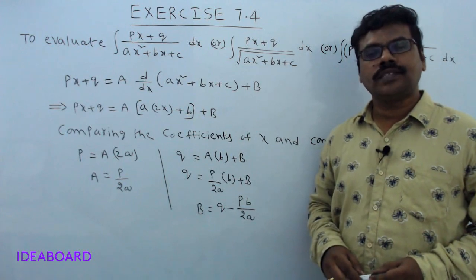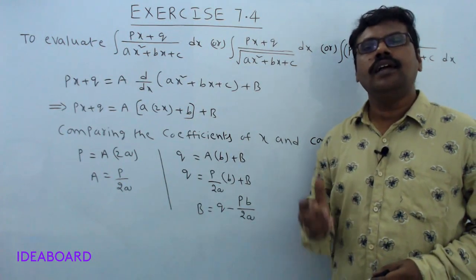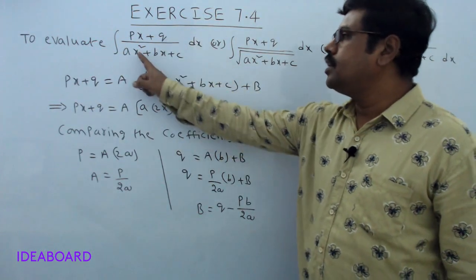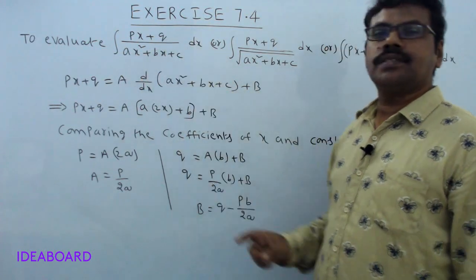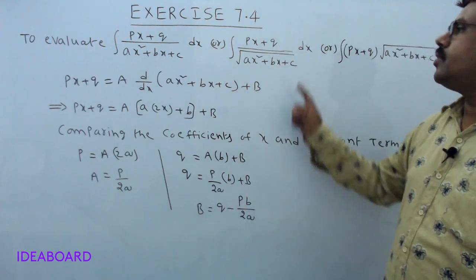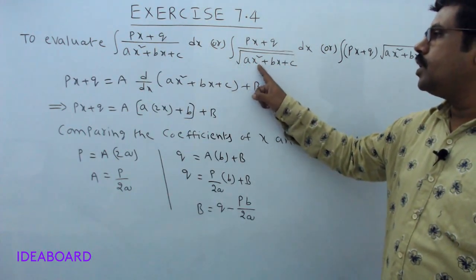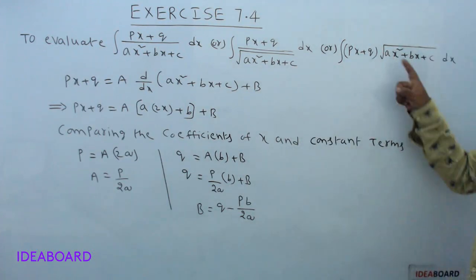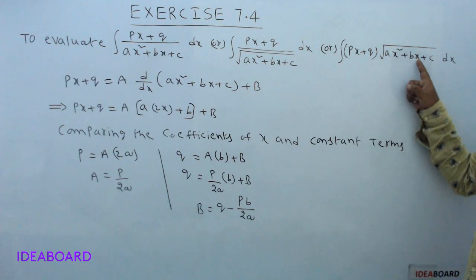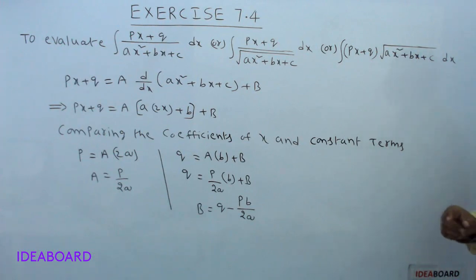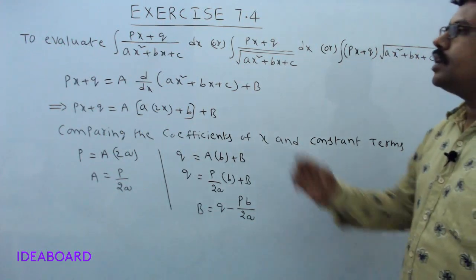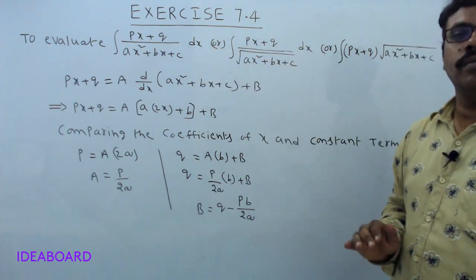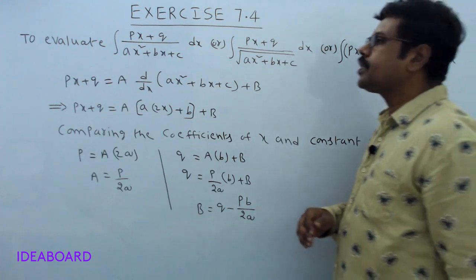Today we are going to discuss how to evaluate the integrals of the type (px + q) divided by (ax² + bx + c), (px + q) divided by the square root of (ax² + bx + c), and (px + q) into the square root of (ax² + bx + c). If your given integral is any one of these three forms, the procedure will be the same. Now come to the procedure.